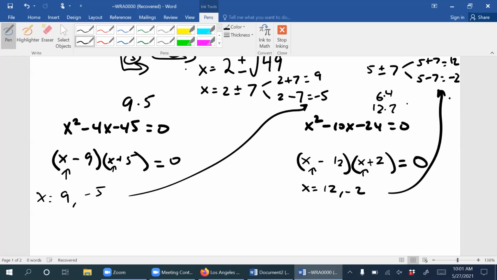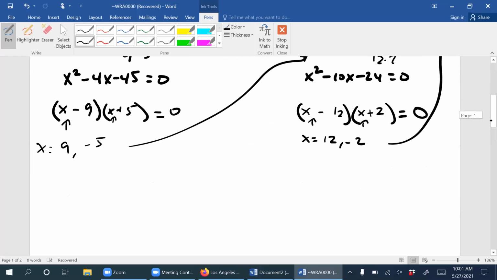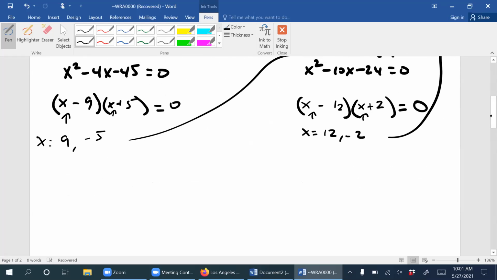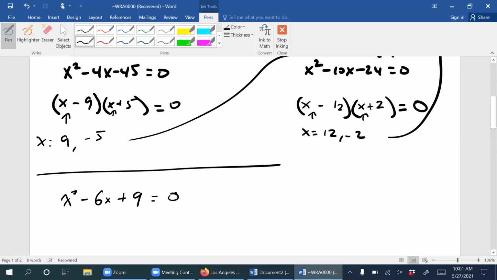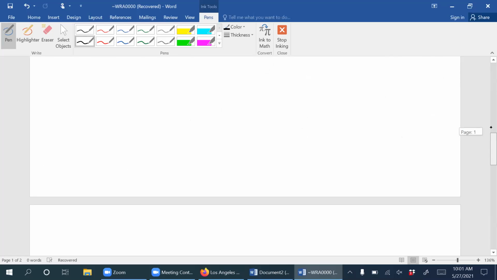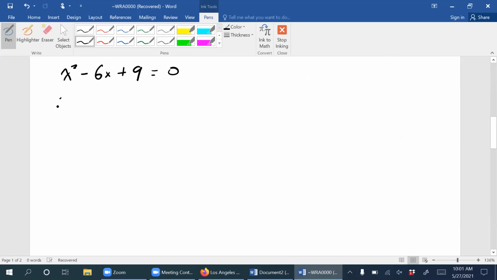Okay, so let's practice this one more time with an easy level 1 problem. X squared minus 6x plus 9 is equal to 0. Let's go ahead and complete the square. If you guys can, for me, go ahead and complete the square. Let's see if you can do it in literally less than 30 seconds.